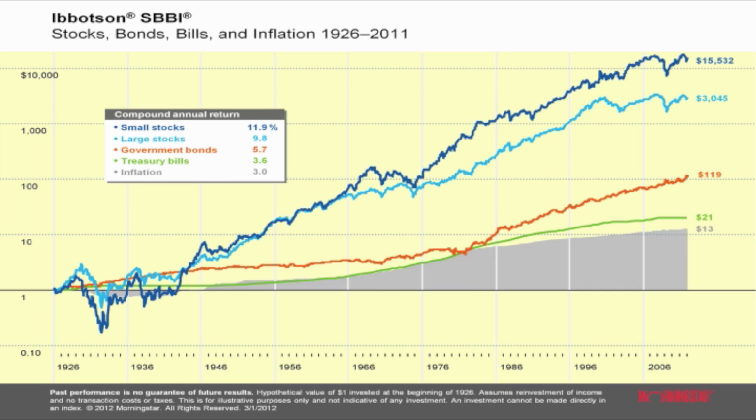So inflation has been 3% a year. T-bills have averaged about 3.6% a year. Government bonds, 5.7%. Large company stocks, 9.8%. And small company stocks, 11.9%. So you tell me where your money should be.